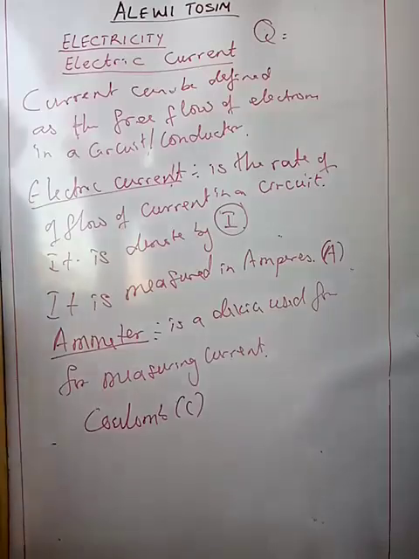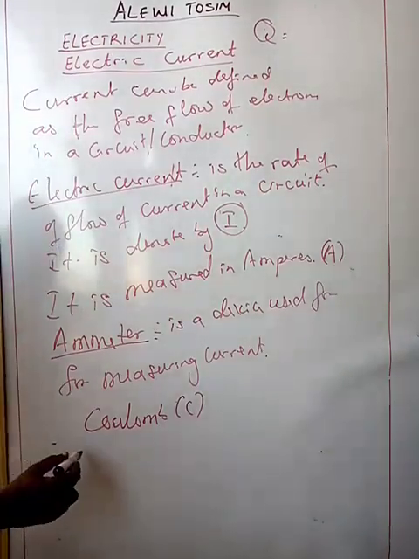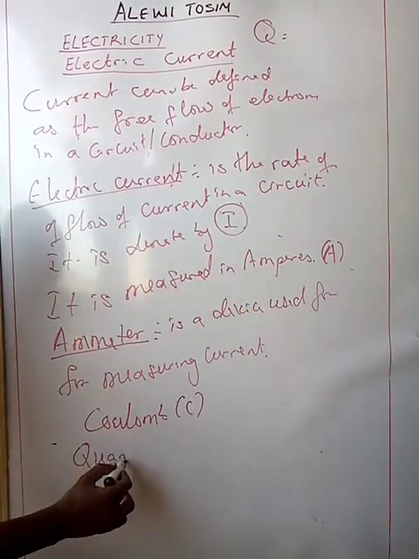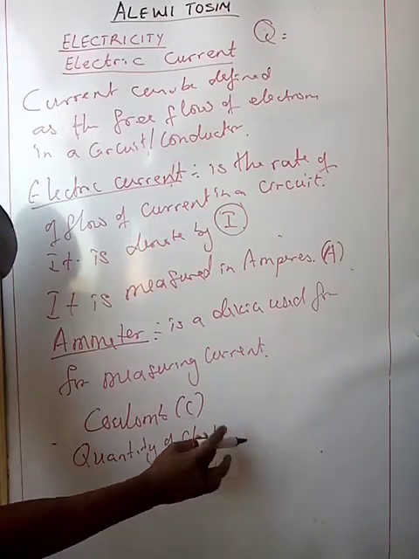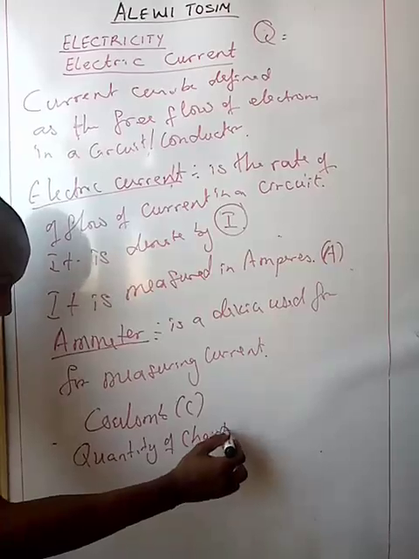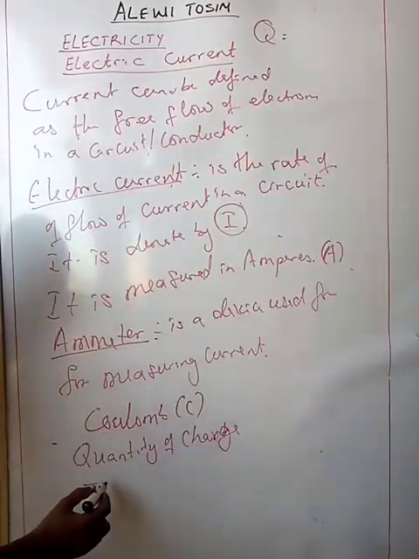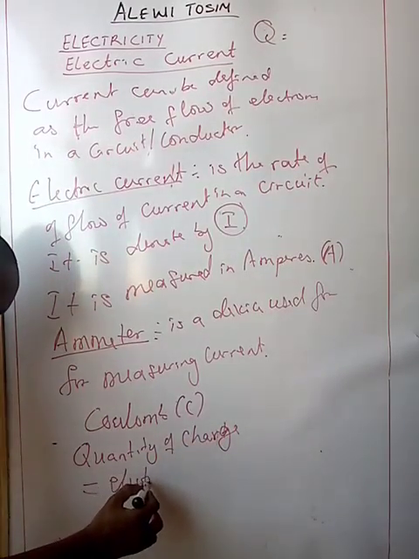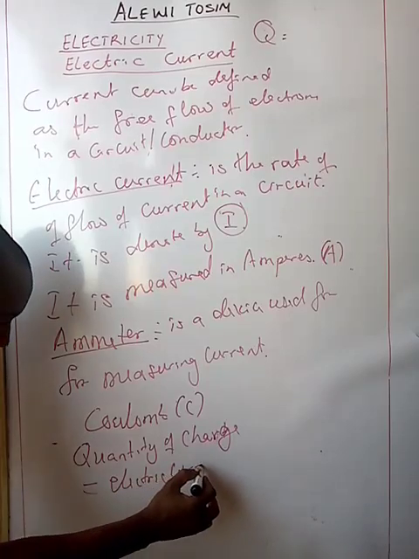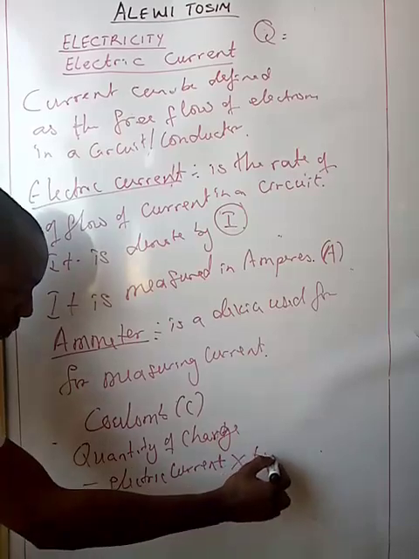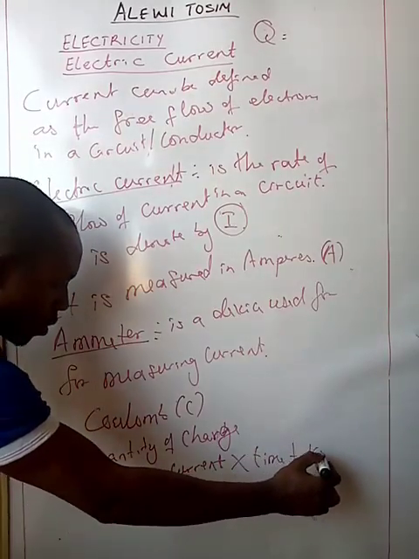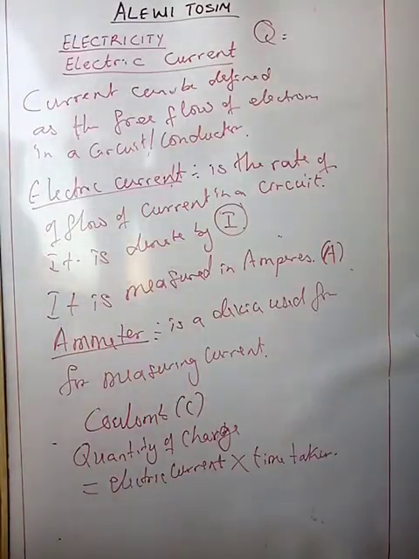And our quantity of charge Q is given as electric current multiplied by time taken. Quantity of charge is given as what? Electric current multiplied by time taken.